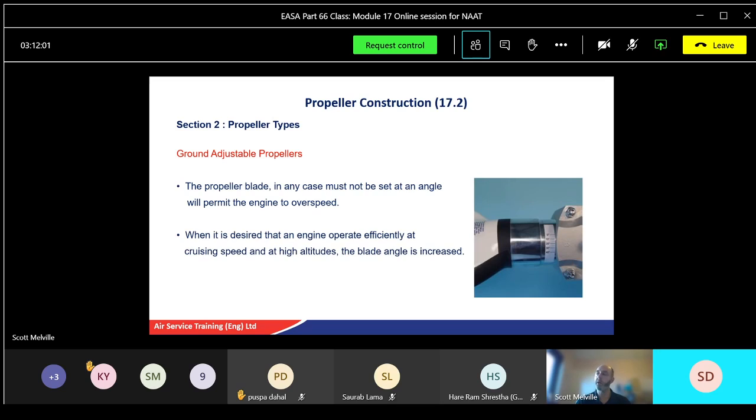So when you get the desired angle for the engine to operate efficiently at cruising speed and high altitudes, the blade angle will then be increased. We'll make it a coarser blade angle. So if you want just a cruise, we'll make a larger blade angle.